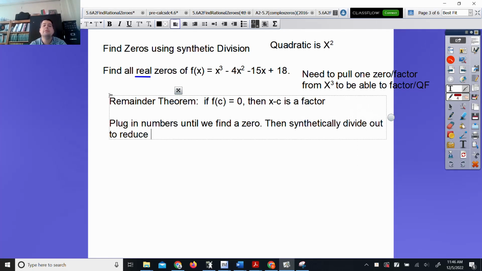to reduce the polynomial to a quadratic. At which point I can use previous knowledge of factoring or the quadratic formula and find any remaining zeros that there might be. Sounds like fun, doesn't it? It's not that bad. It's really not.